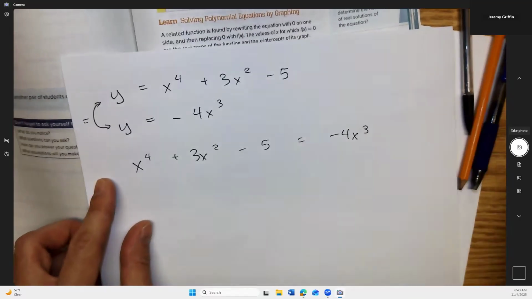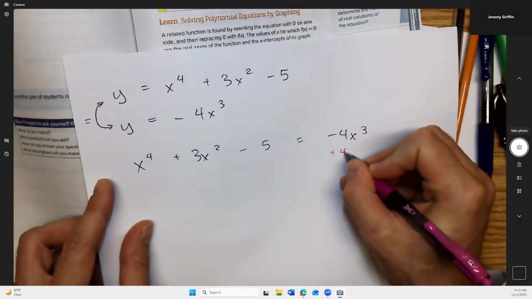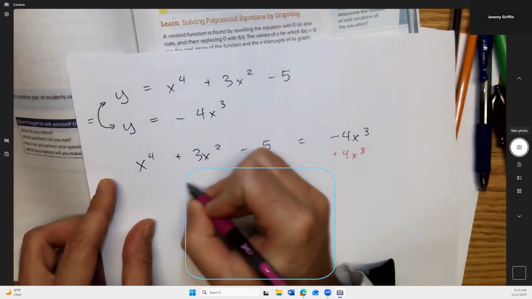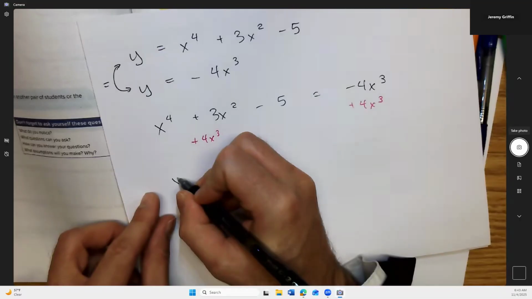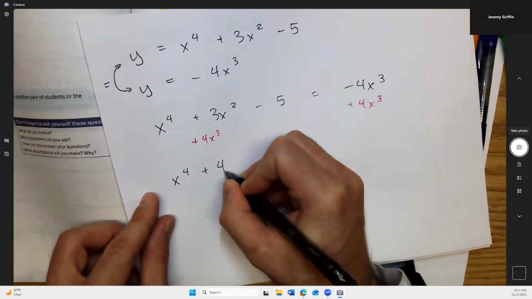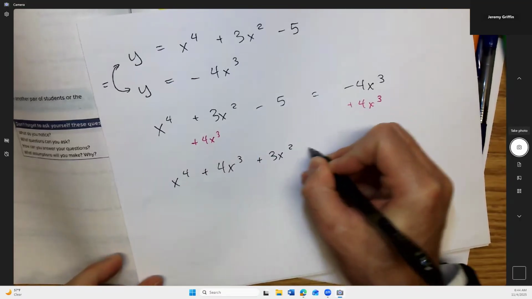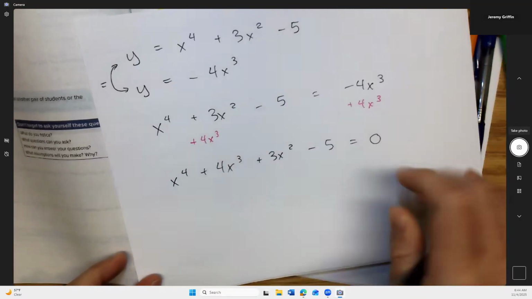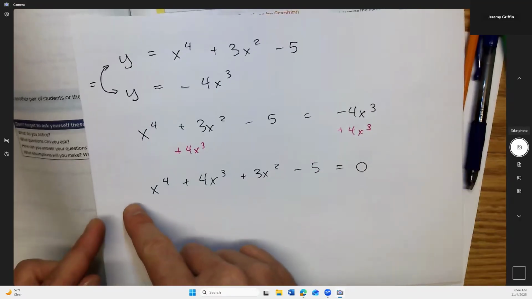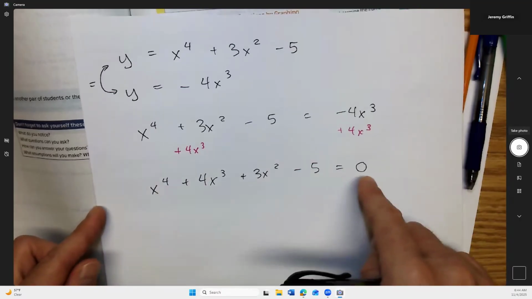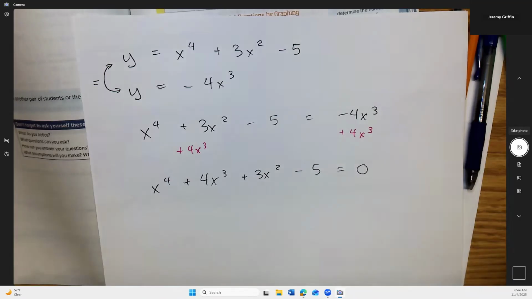Now, I could solve for x like this. How can I do that? Well, I'm going to add 4x to the 3 over, and then over here plus 4x to the 3. That gives me this expression, x to the 4 plus 4x to the 3 plus 3x squared minus 5 is now equal to 0. If I treat this as a new function, I could call it h of x or whatever, equal to 0. I can ask, where does this function cross the x-axis? Where is it equal to 0? Because it would give me the exact same x value.